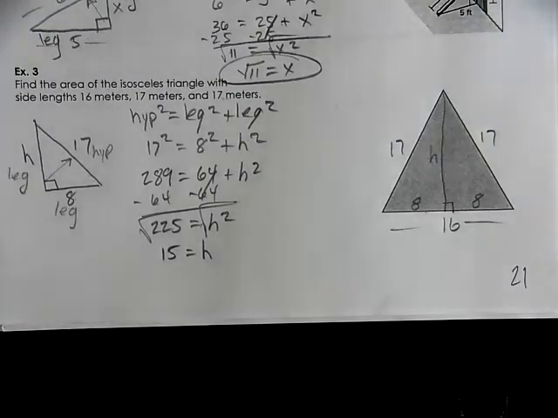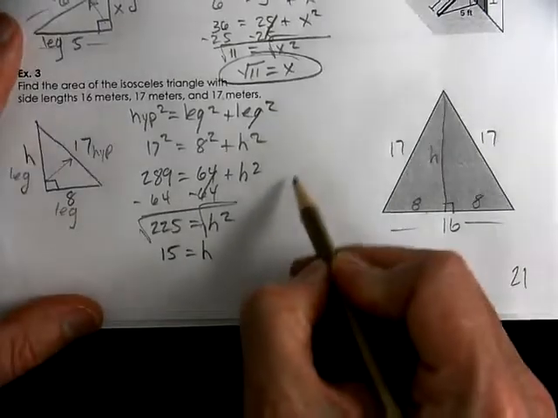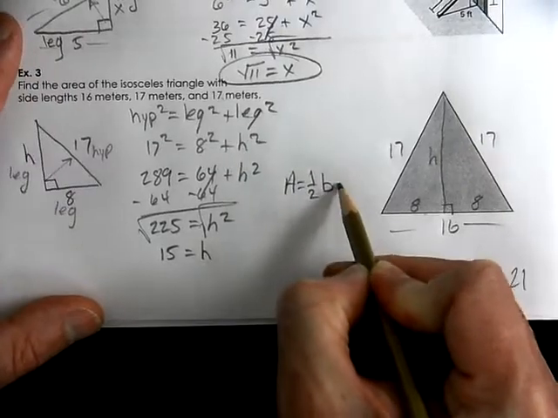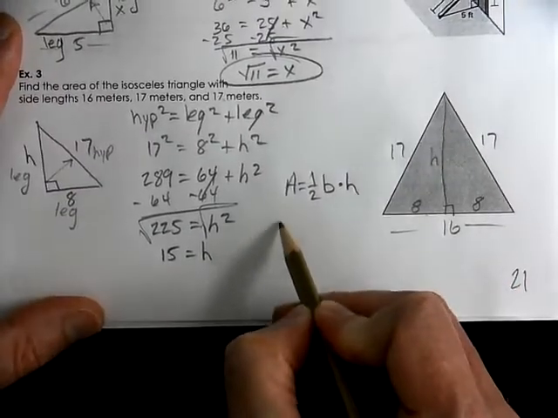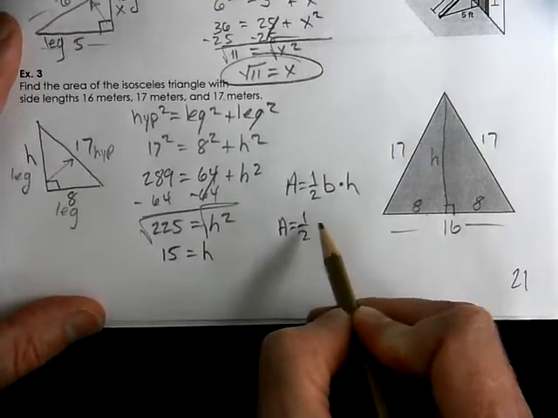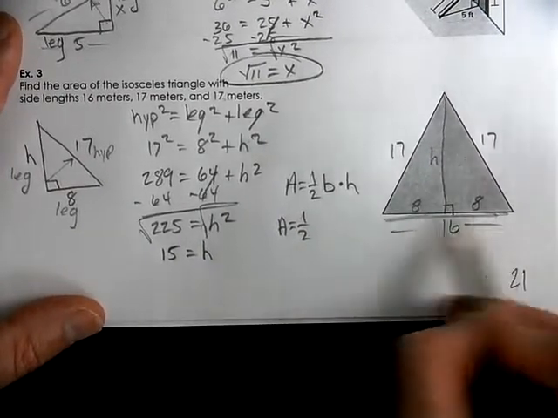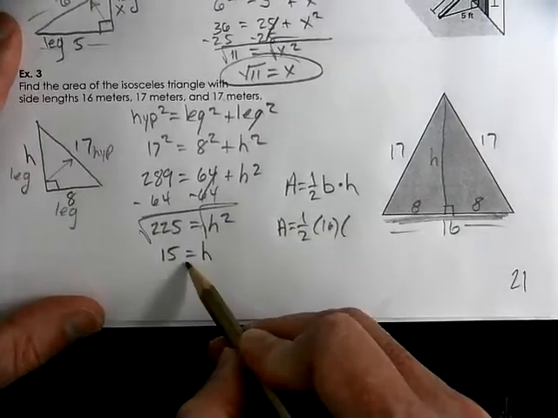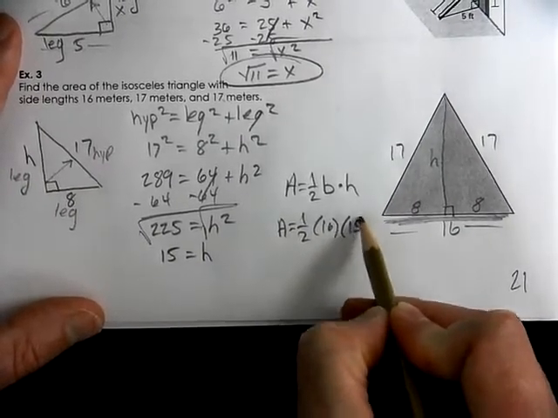How is that going to help me with the area? The area of a triangle is half a base times a height. So they asked for the area of the triangle. The base of the triangle is 16. And the height of the triangle is 15.